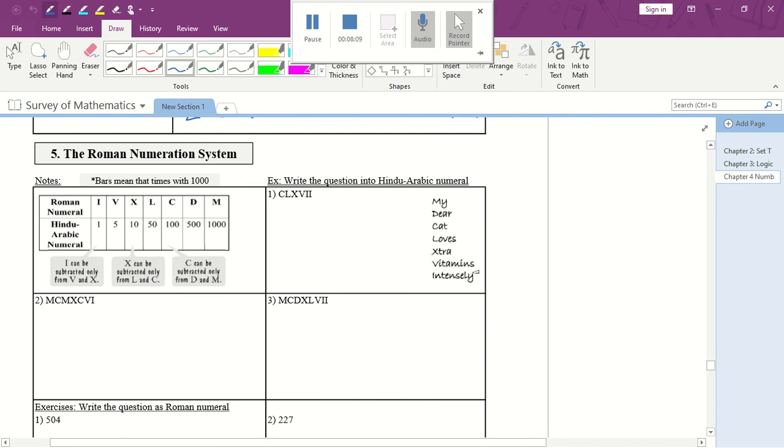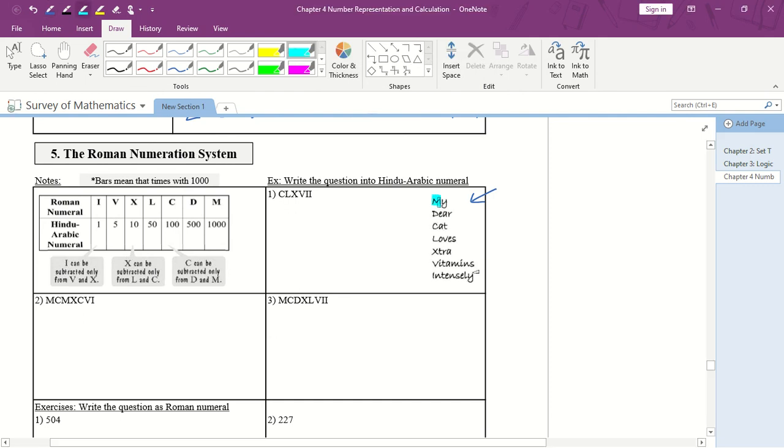Of course, they also have an acronym. Say, my dear cat loves extra vitamins intensely, which means that you can see from here, it has M, D, C, L, X, V, I. M, D, C, L, X, V, I. Yeah, that is what it is, okay? So you can use the method here to remember. And you also need to remember that just like the Egyptian numeration system, we will always write the biggest Roman numerals at the left to the smallest on the right.